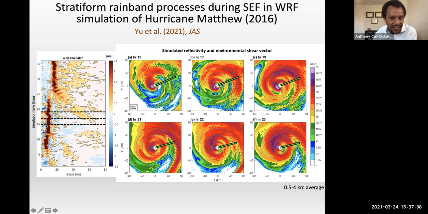So hours 15, 17, and 19 is where you can see the plan view of the reflectivity. This green line is showing our vertical wind shear vector. In the plan view of reflectivity, we see the strengthening of a rainband complex outside of the inner eyewall. Over time, hours 21, 22, 23, you can see that secondary eyewall consolidating itself. And by hour 23, we have a clear concentric eyewall structure, and you can see what happens after that, a full-on replacement.